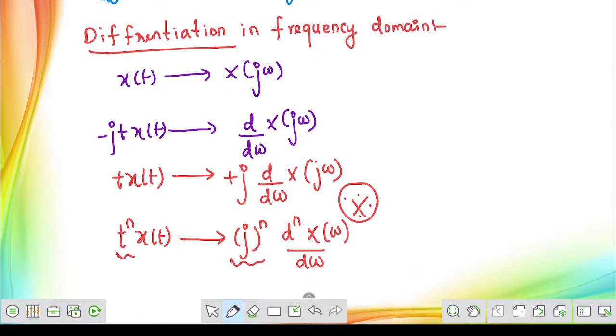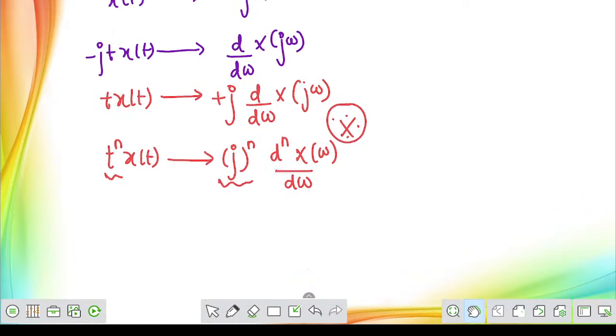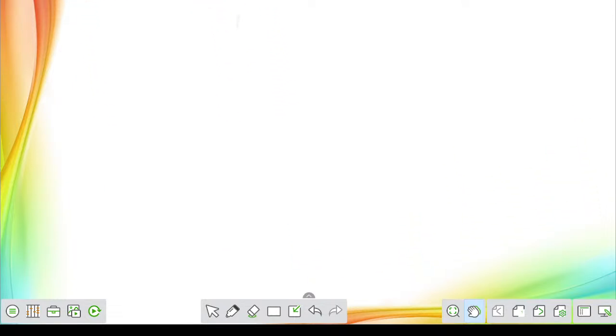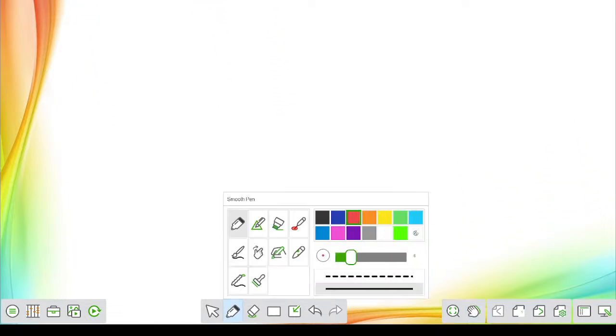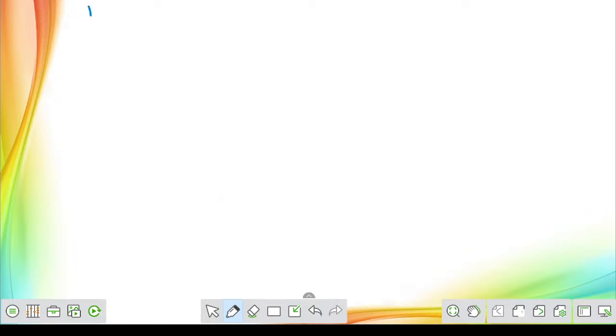Okay. Next, the another most important property is frequency shifting. We have done time shifting. Let's perform frequency shifting. Next one is frequency shifting. So this is the another most important property. So what are we doing in frequency shifting, sir?